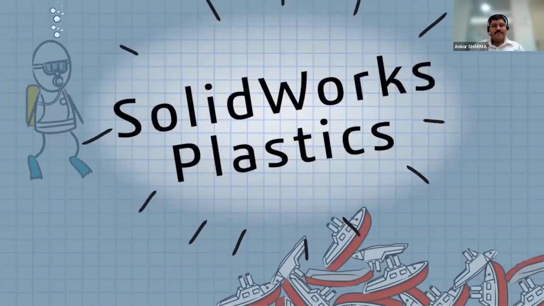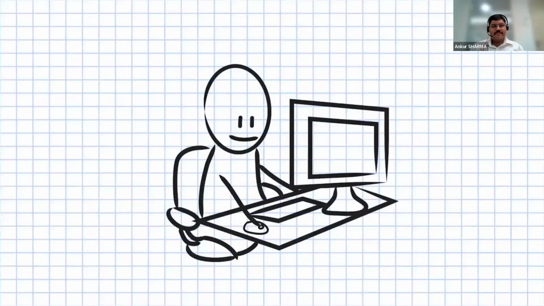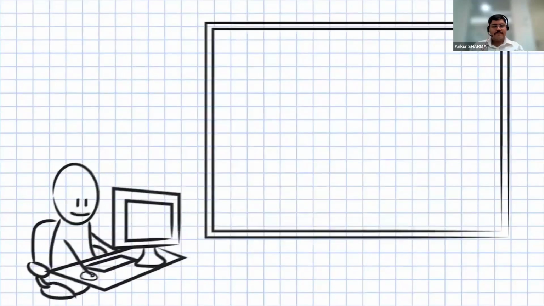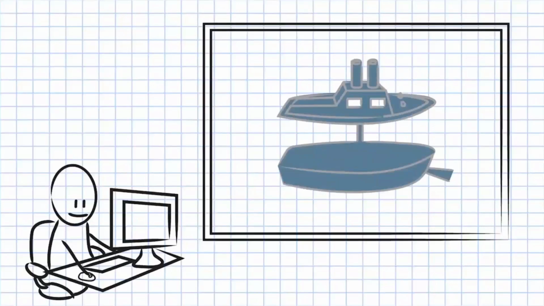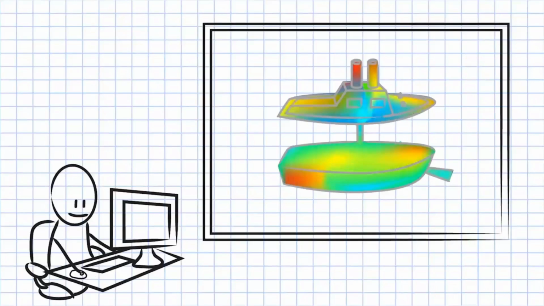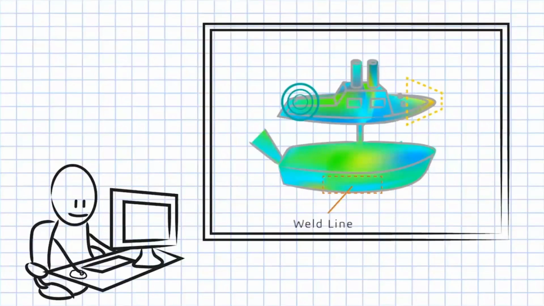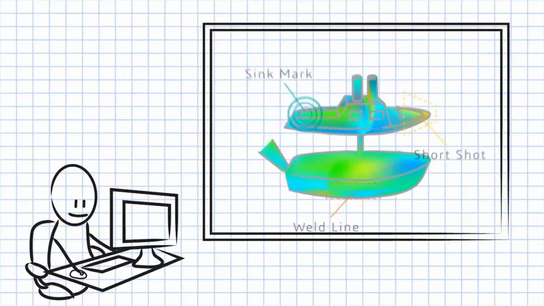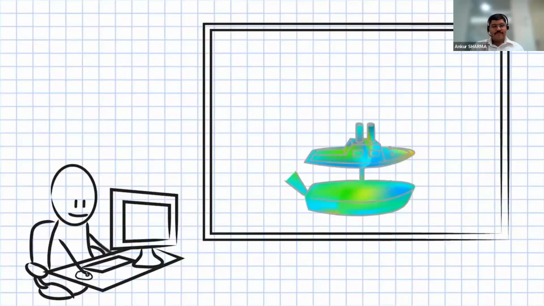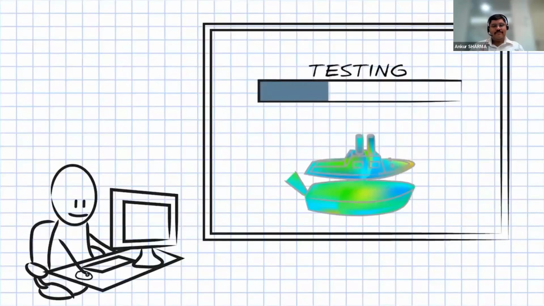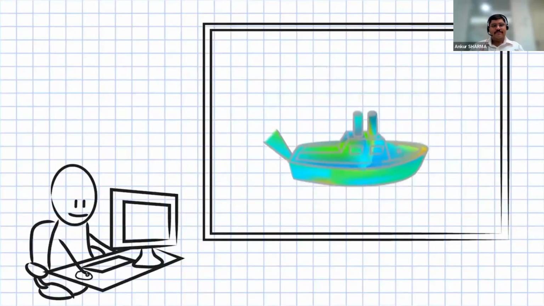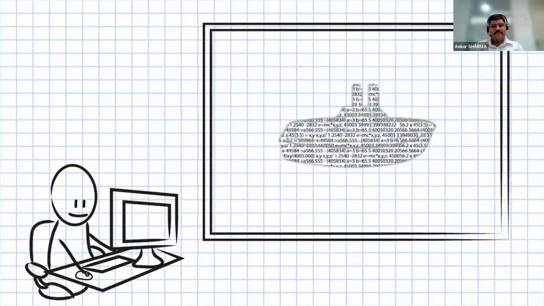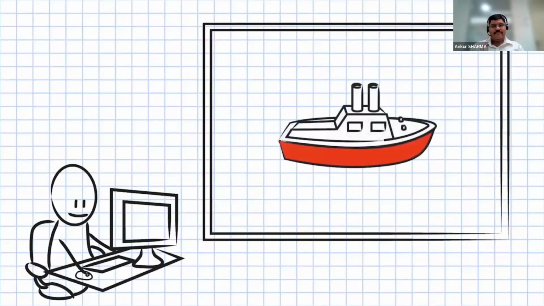Enter SOLIDWORKS Plastics. Using SOLIDWORKS Plastics is the most efficient and accurate way to validate your plastic designs before you start injection molding. In a matter of minutes, you can easily test your designs for proper fill, best injection location, and potential product defects such as weld lines, short shots, and sink marks, all within the SOLIDWORKS interface. SOLIDWORKS Plastics takes the complexity out of testing your designs to ensure you get the mold right the very first time. It does all of the complicated calculations for you, so you can focus on designing.